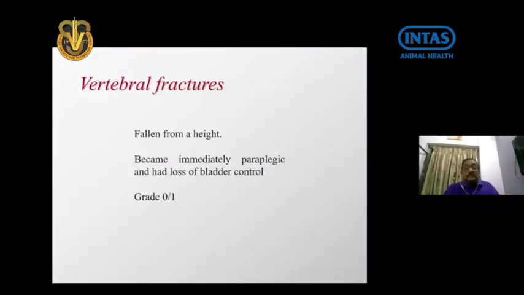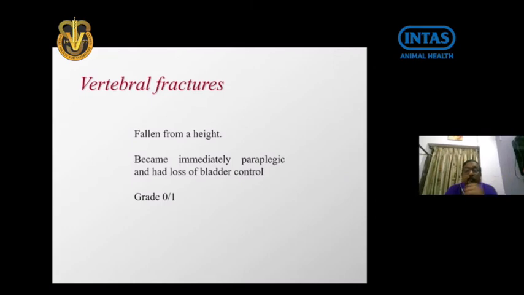Okay. The last part of my talk, the fractures. What do we do? Fractures can be treated, but getting your limb back to function is going to be really difficult. You need really good owner compliance on this.